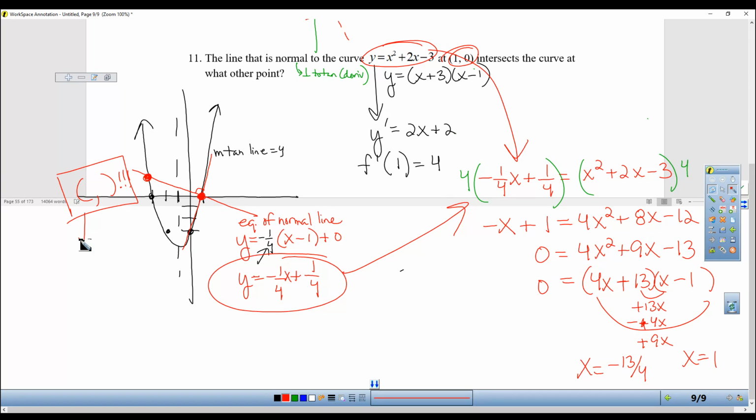But remember, I'm looking for an ordered pair. So this actually isn't acceptable to stop there. As tired as we all are of this video, you can't stop at negative 13/4. You do have to plug it back in. Where you plug it back in is up to you. It's on both the line and the parabola. So you can plug into the line or the parabola.